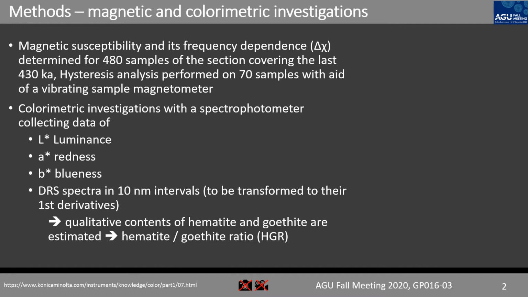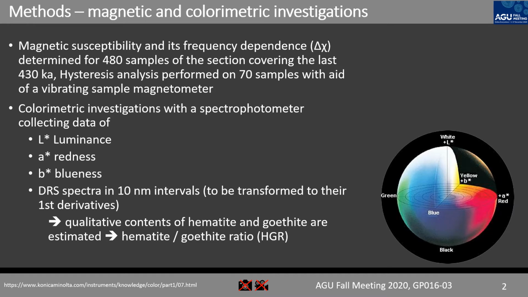In addition, we performed colorimetric investigations on all samples with a spectrophotometer to collect data on the luminance, the redness, and the blueness. And we also investigated the diffuse reflectance spectra in 10 nanometer intervals, which give us an estimation of qualitative contents of hematite and goethite. And afterwards, we created the hematite-goethite ratio.